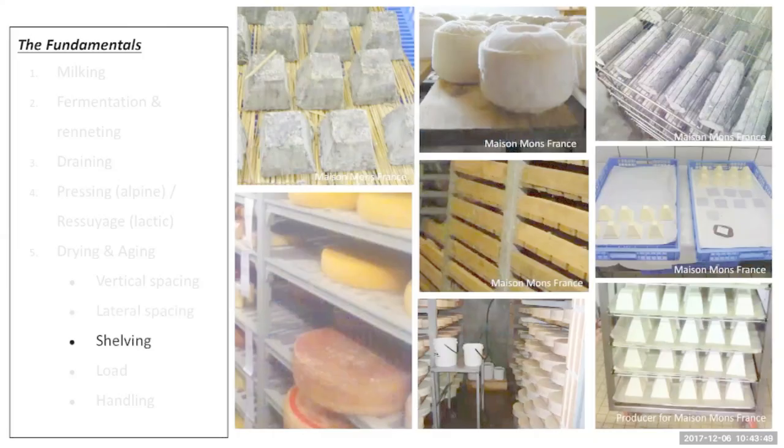Here we have some examples of different types of shelving, some better than others. We have some plastic ones here that were fairly makeshift. It was not an ideal situation, and wherever the cheese pressed against this plastic bar, it would be trapped and modify really how that surface was going to respire and cultivate mold.